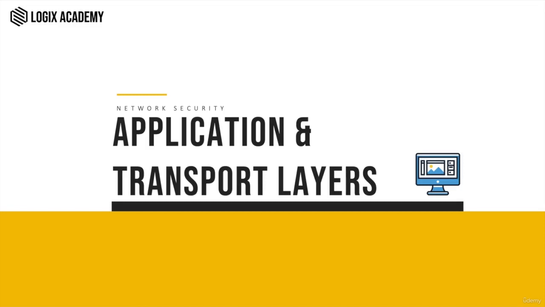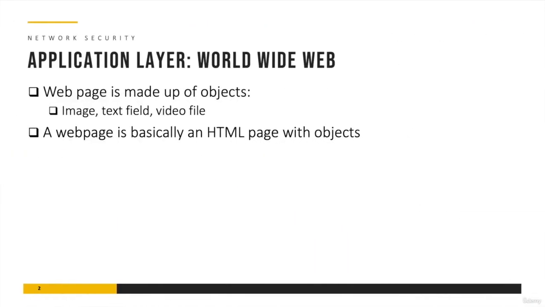We are now going to discuss the application and transport layers, the two top layers of the TCP/IP protocol stack. So basically the application layer is responsible for running applications, and it is the same layer which interacts with users. Now the primary protocol which runs at the application layer is the HTTP protocol, which is used to access the World Wide Web or the internet that we know.